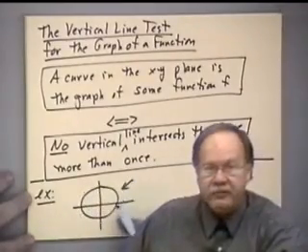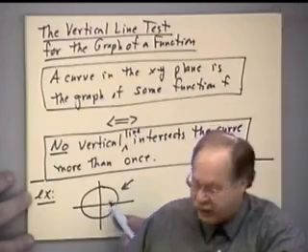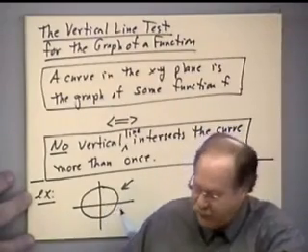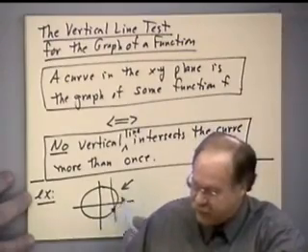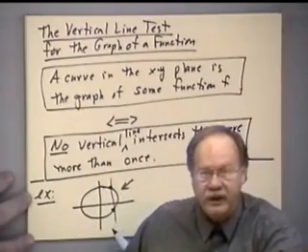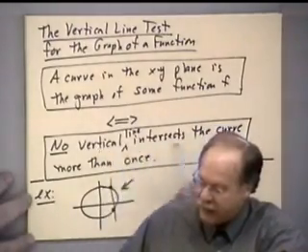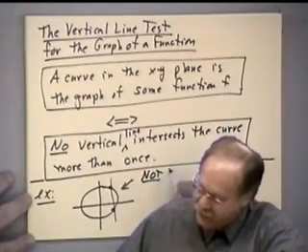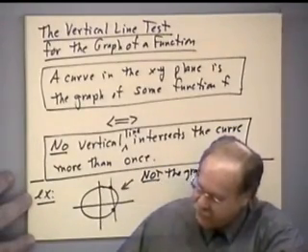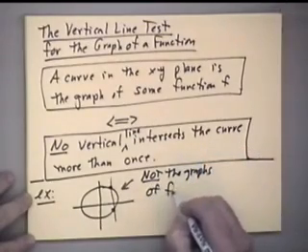This is a circle, the unit circle, say, centered at the origin. This is not the graph of a function. Why? Because vertical lines in many places cross the curve. In this case, it crosses the curve twice. So that's not allowed. A vertical line must only intersect the curve once. So these are not the graphs of functions.